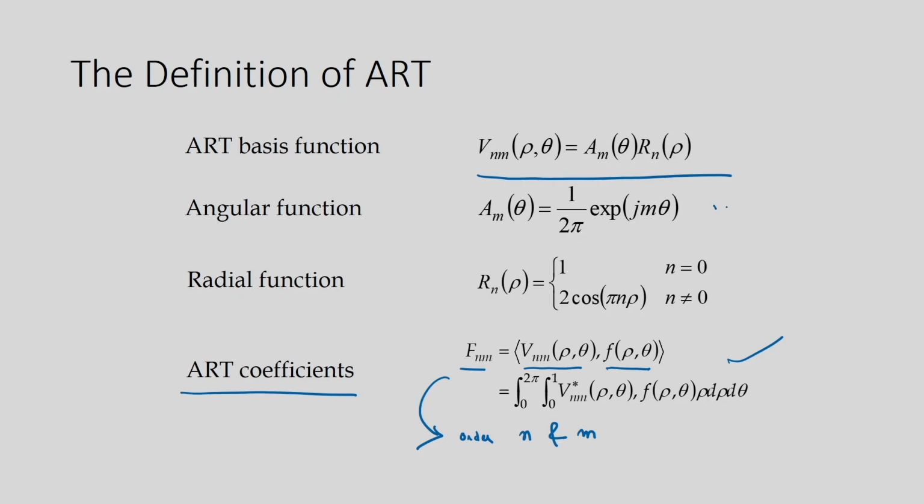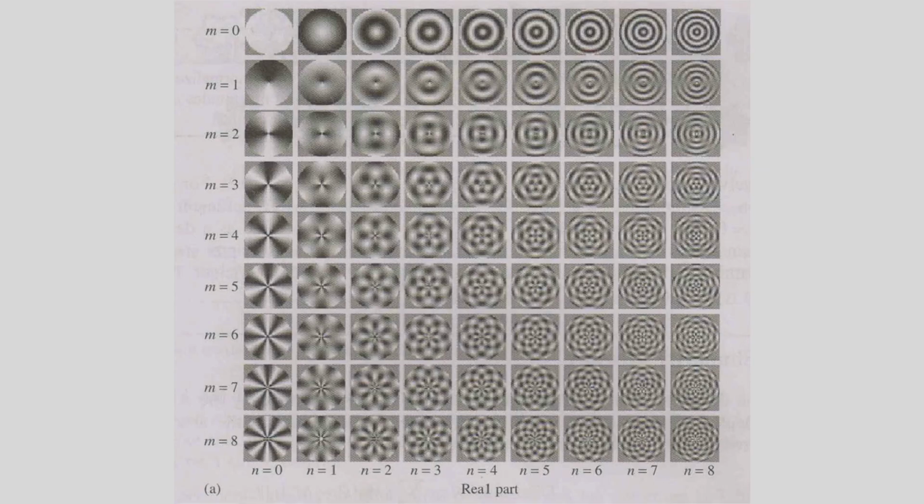So that is the angular function and this is the radial function corresponding to the ART basis function. And from this you can easily calculate the ART coefficients. And in this case I have shown the real part of the ART basis function.